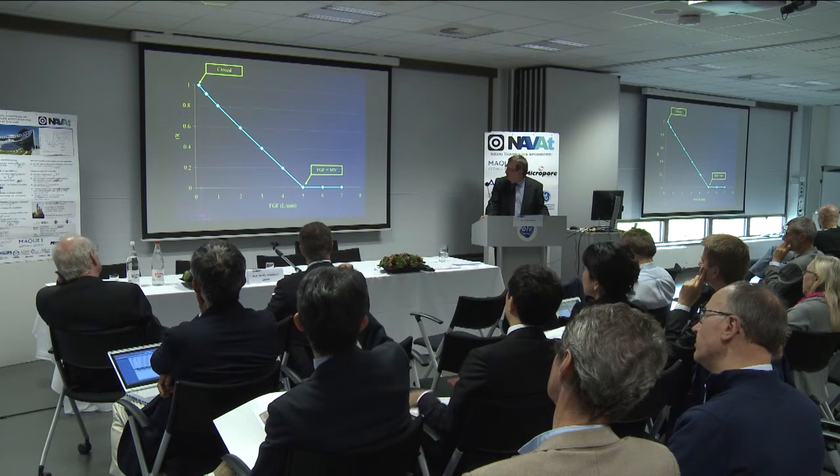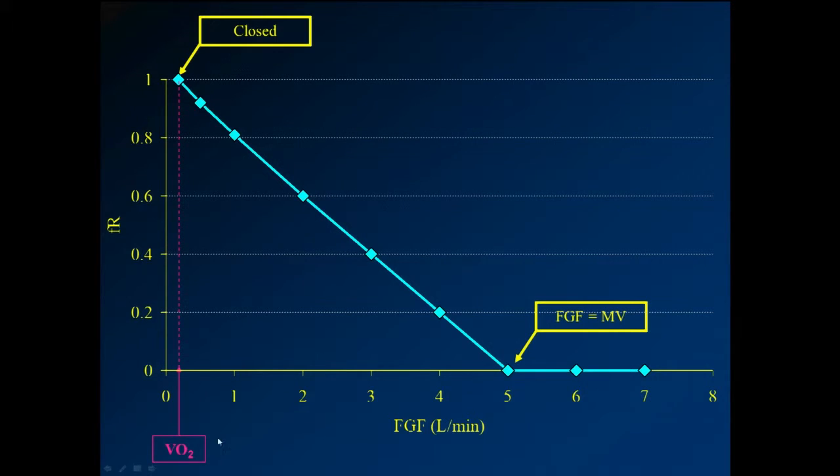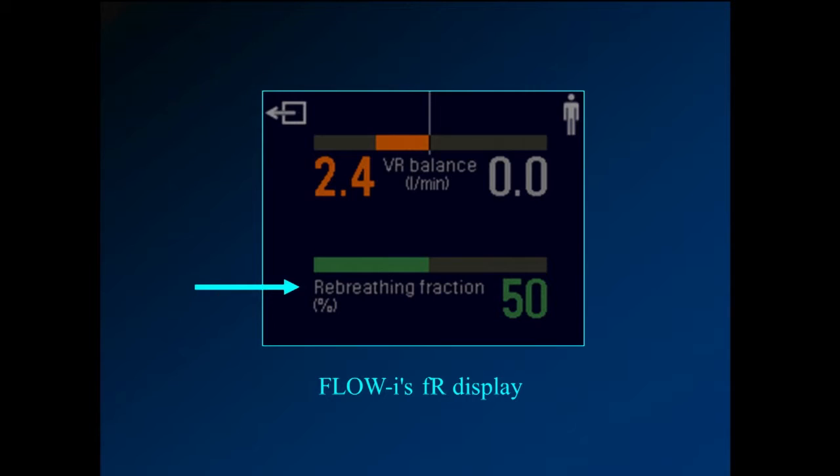So if I plot this relationship, it looks as follows. On the x-axis, you have the fresh gas flow, and on the y-axis, you have the fraction of rebreathing. Obviously, if the fresh gas flow is higher than minute ventilation, you have no rebreathing. And you can see that as you lower the fresh gas flow, you get a linear relationship with the fraction of rebreathing. And actually, it stops right where your oxygen consumption is. When the fresh gas flow has been lowered to what your oxygen consumption is, you're working closed, and the fraction of rebreathing is 1. And actually, the flow meter displays the rebreathing fraction here. You can see at the bottom here, the rebreathing fraction is 50%, and you now know what that means.